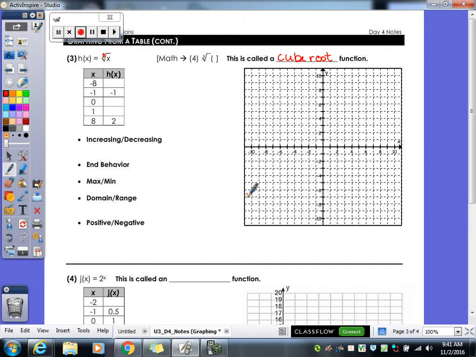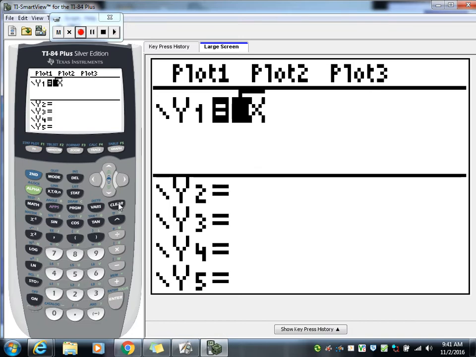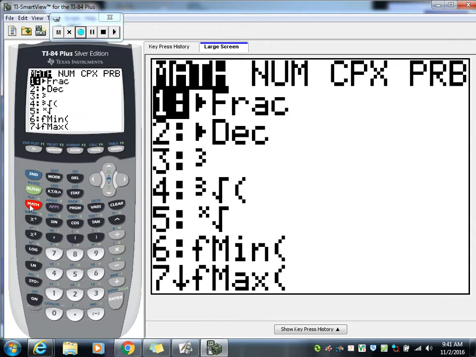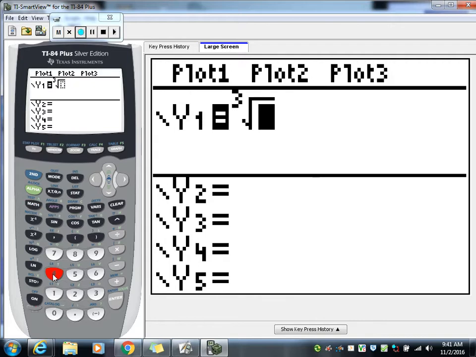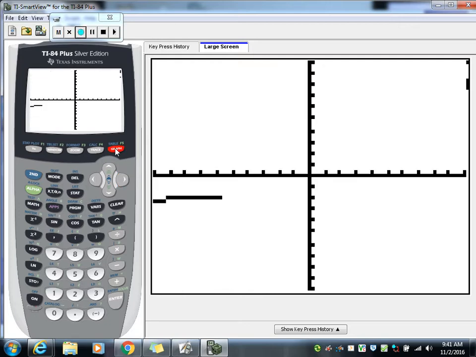So let's go to our calculator. Go back to our y equals. Clear it out. So to get the cube root, you're going to go to math, and then choice 4 right there is your cube root. So we pick the cube root and we type in an x. And then you arrow over once to the right to get out of your cube root. So your graph should look like that. You would go math, and then choice 4 is your cube root.